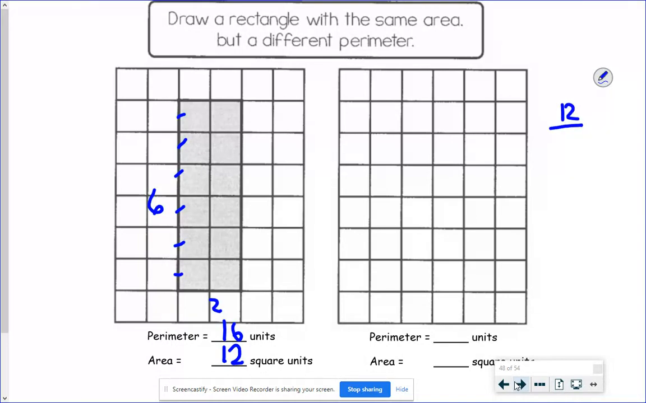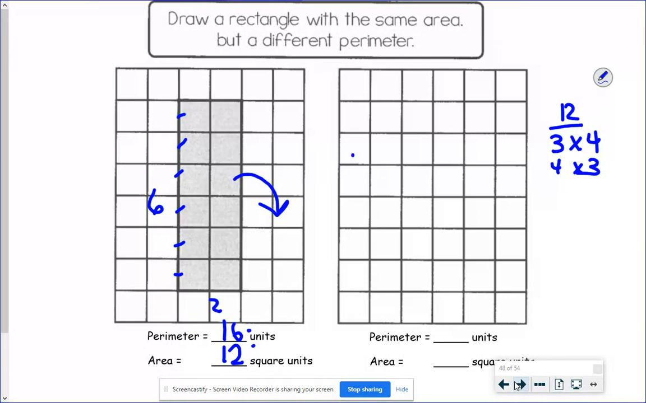2 plus 6 equals 12, but that would be like taking this array and knocking it down on its side. You would have the same measurements. We need different measurements, so we need different numbers. 3 times 4, or 4 times 3. I think we did that in class.